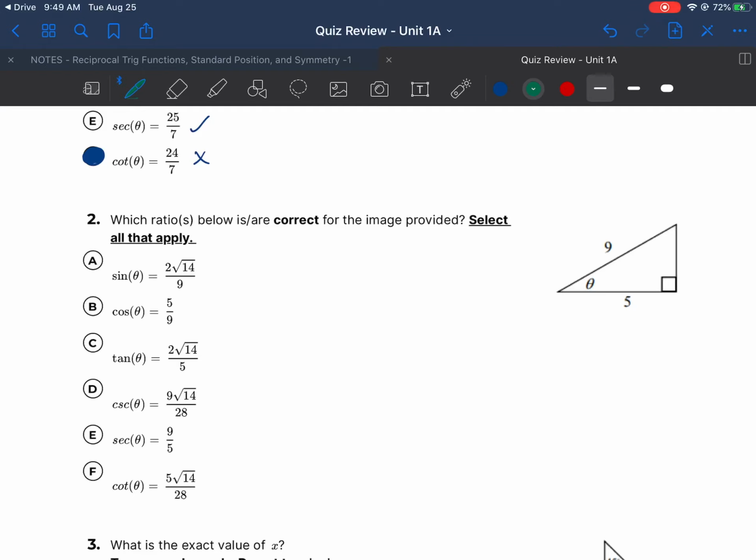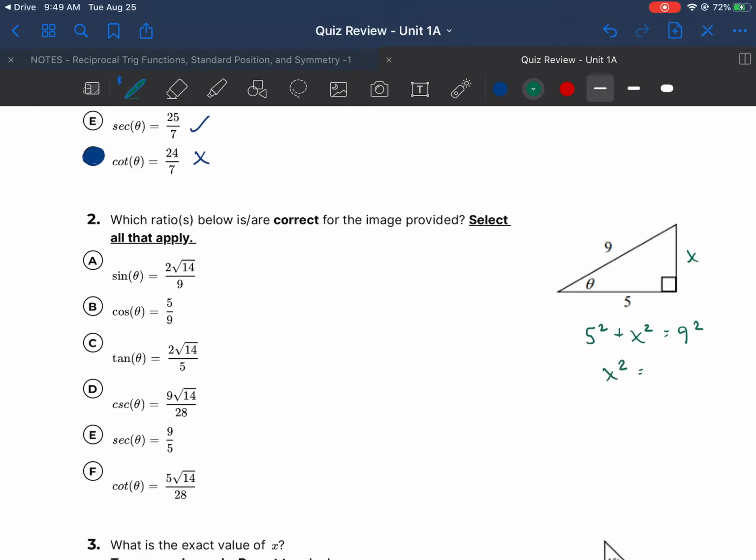Notice that this time we are missing a leg, and we don't need to find the hypotenuse, we need to find a leg because we have the hypotenuse and we're missing a leg. Misspoke there. So let's go ahead and use Pythagorean's theorem. 5 squared plus x squared equals 9 squared.